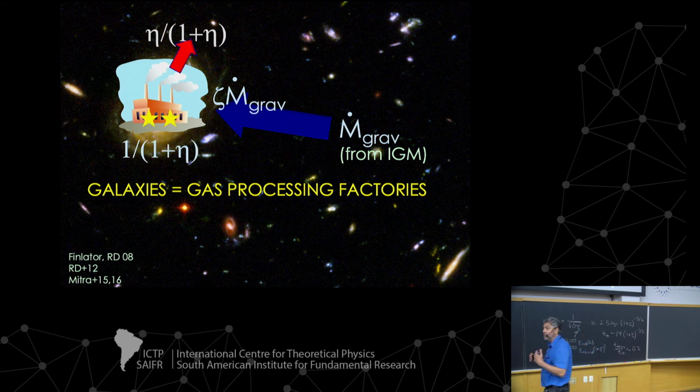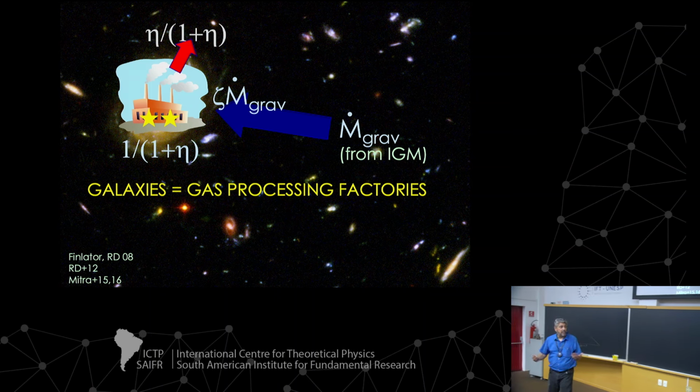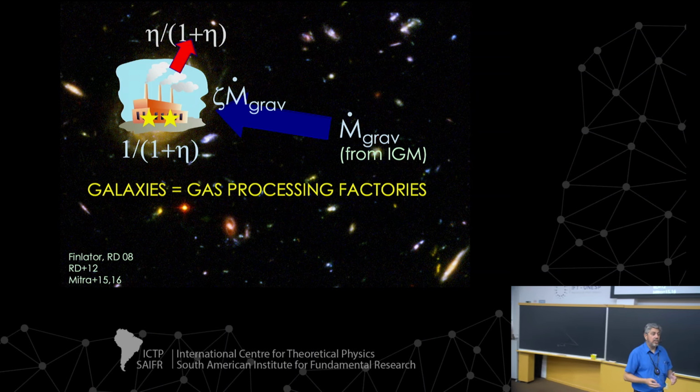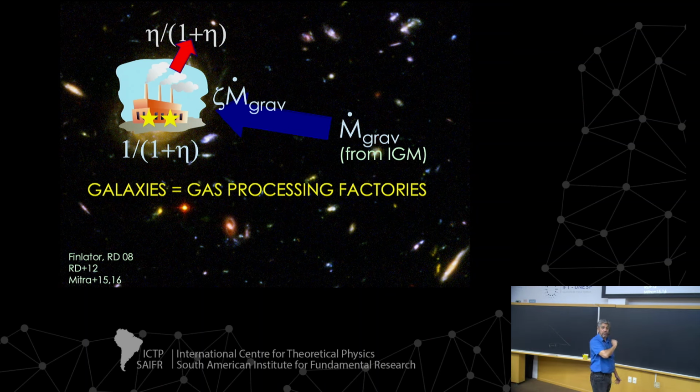Then you have some star formation that goes on in the galaxy. That gas gets processed into stars, and one of two things can happen. A factory creates a product, but it also creates waste. The product here is stars, and the waste is the outflow.